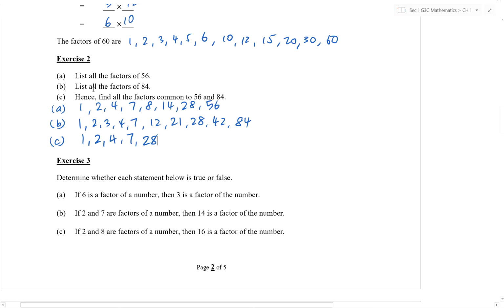Is there any problem with the answers? If there is, you must let me know. Sometimes I will make a mistake. Then you must let me know.